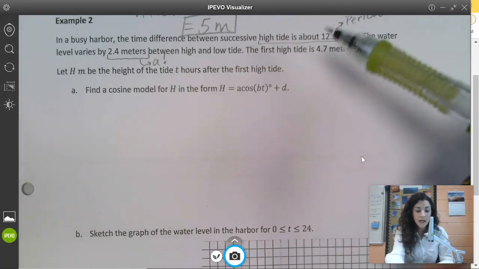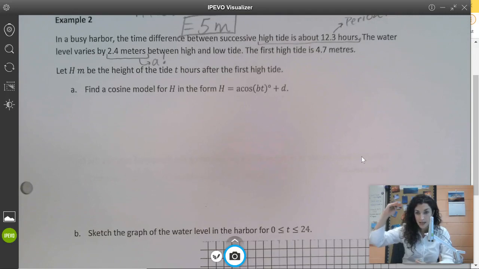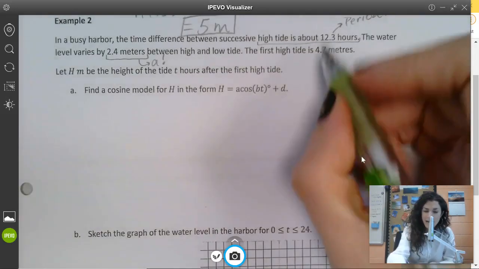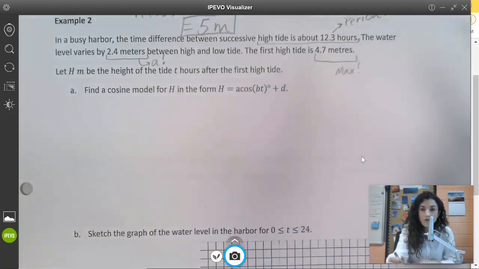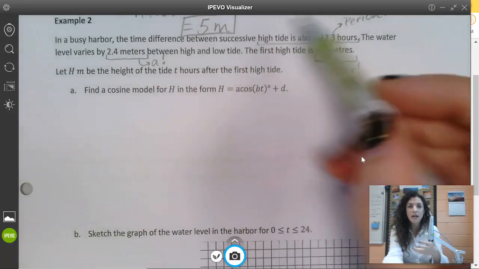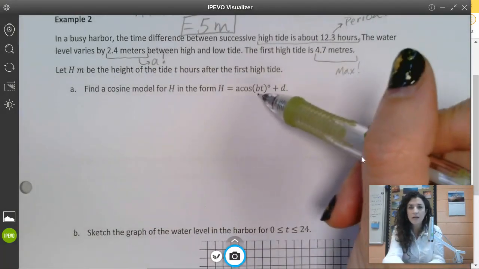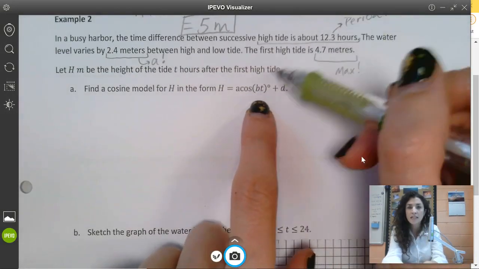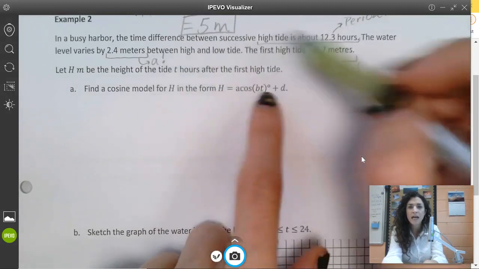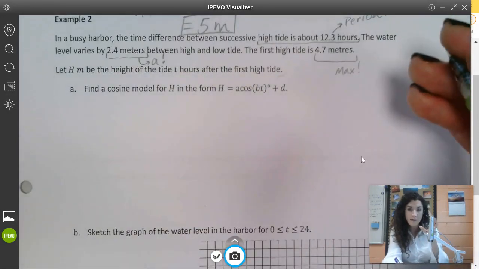Then it says the first high tide is 4.7 meters, which means the height of the high tide is 4.7 meters. So we know our maximum. We're trying to understand this mathematically right now, making connections with the things that go into my formula. Okay, I have something for A, I have something for B, and I'm still trying to figure out D. So I'm thinking about it very formulaically.